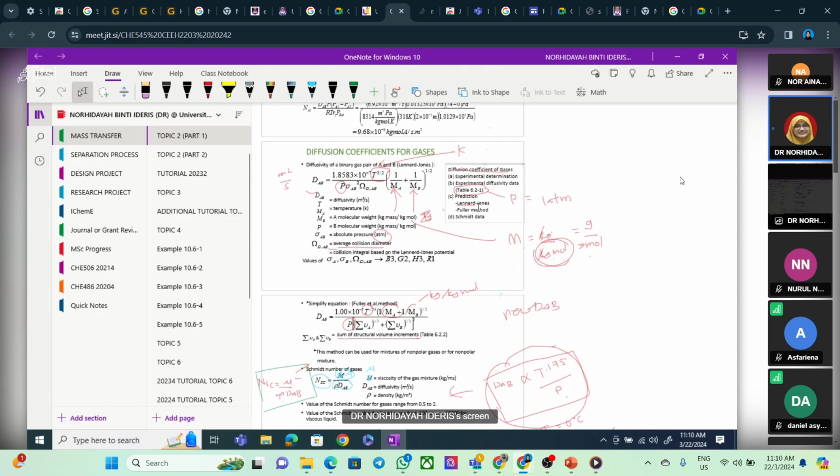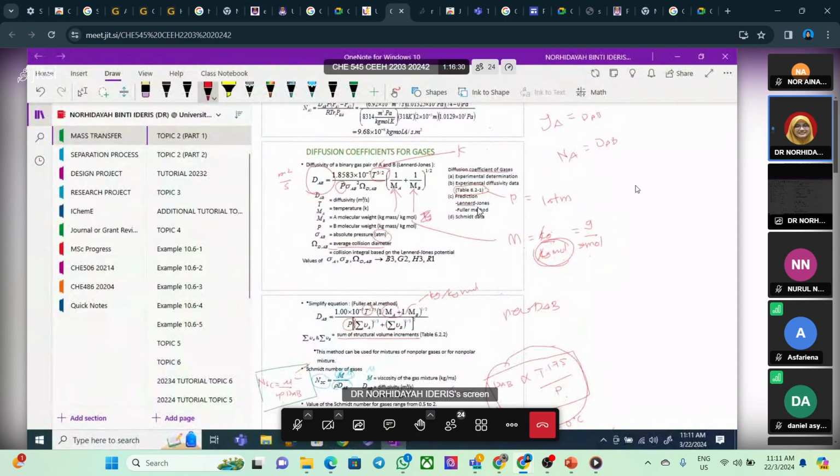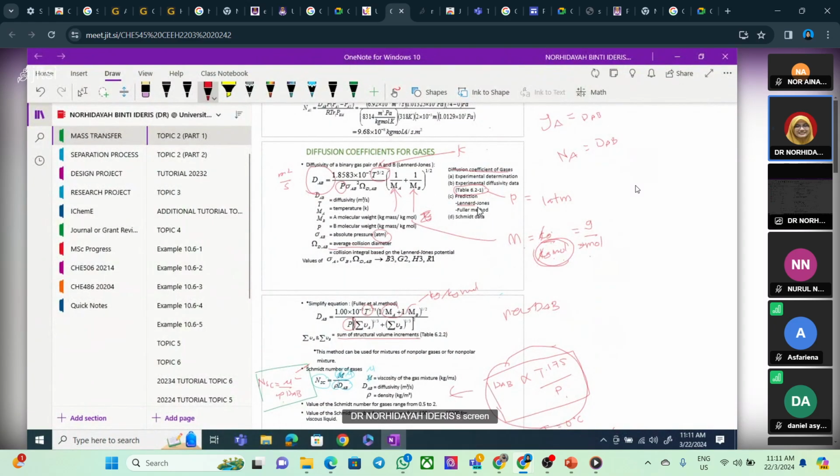Bila cari nilai DAB ni, barulah kita boleh kira nilai GA atau NA, kan? Matlamatnya bila kita nak kira, biasanya kita nak cari nilai GA dengan NA. Dan dalam equation GA dengan NA ni, dua-dua ada term DAB, kan? So DAB ni nampak tak? Dia bagi dalam soalan, dia suruh kamu tengok table ataupun kamu kena kira sendirilah. Alright, kamu kena kira sendiri, barulah kamu boleh kira nilai flux NA.